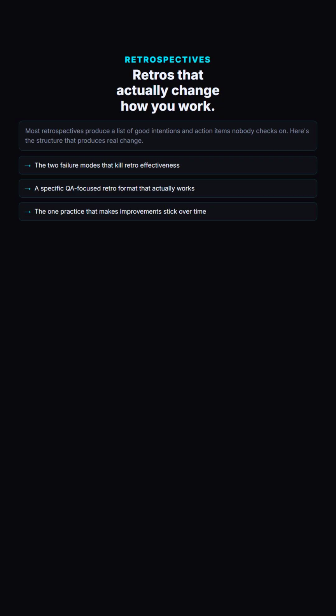The ritual happens. People show up, they write things on sticky notes or a shared board, someone takes notes, the meeting ends, and then the next sprint begins with the same problems that were discussed in the retro. If this sounds familiar, you are not alone.